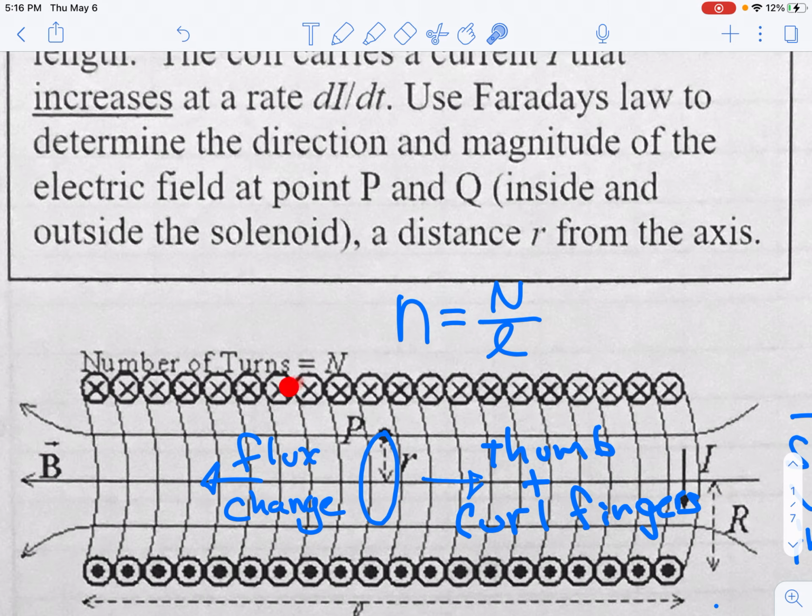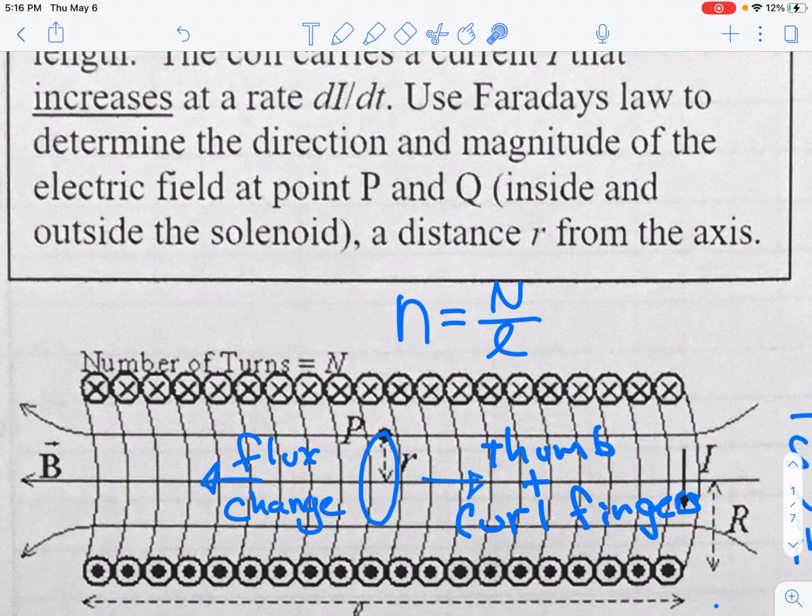The current at the top is going into these wires, and then the current's coming around and coming out of the wire. So if you were to curl your fingers into the page here and have your fingers come out of the page down here, your thumb would point to the right. So that's the direction of the magnetic field created by this current. The magnetic field is increasing, so the change in flux is the same direction.